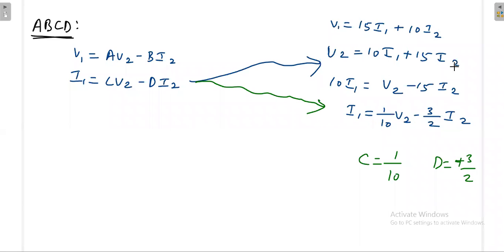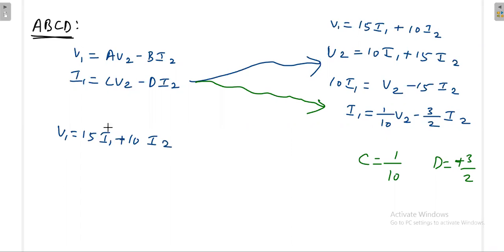Okay, from the second equation we got something. So we'll take the first equation. What is that first equation? V1 = 15 I1 + 10 I2. Okay, then what I need here also the first equation. V1 is there already, I2 is there already. Then I1 I have to replace.